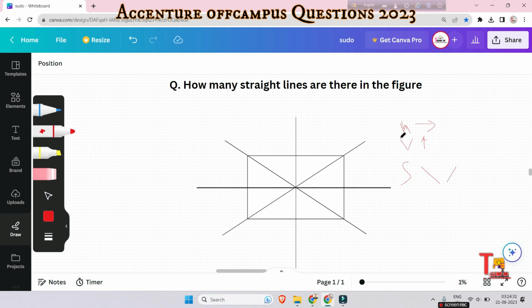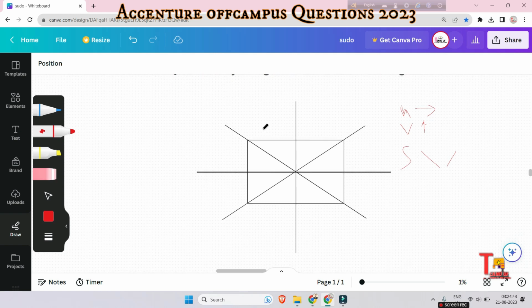So we have to count all these straight lines at first, then we will add them so that we can get all the total straight lines together, right? So let's go solve the problem. At first, take or assume a starting point to solve the problem, right? Let's say we are starting with this point, right?